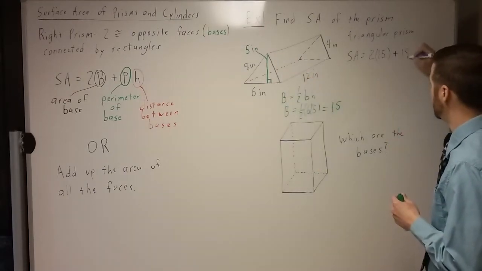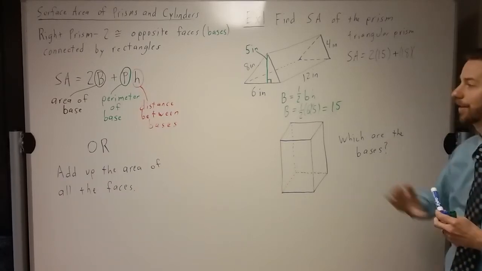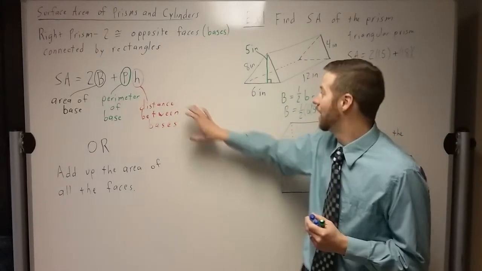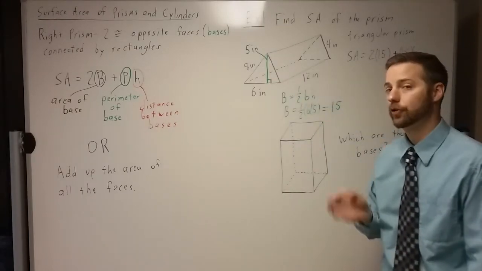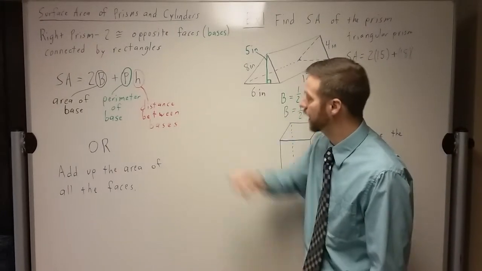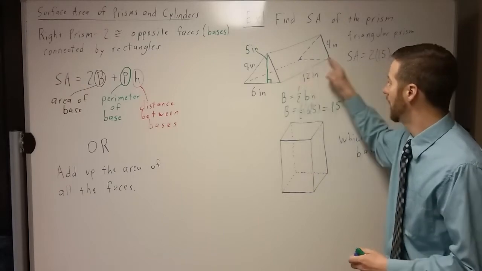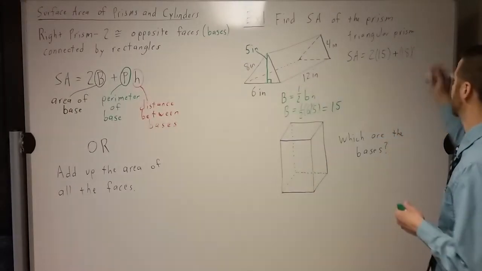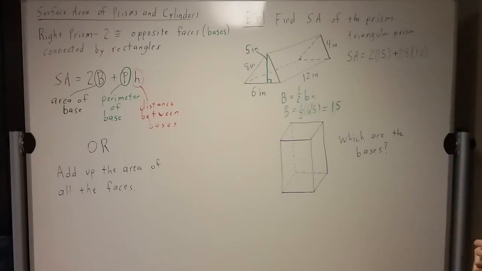So the perimeter of the base is 18 times the height of the prism. Now this is where this is important. Common mistake here is just say height is 5. That's the height of the triangle. The height of the prism is the distance between the two bases. So how far is it from this triangle to this triangle? That's 12 units, therefore that's the height of this prism. All right, everyone okay with all that so far?